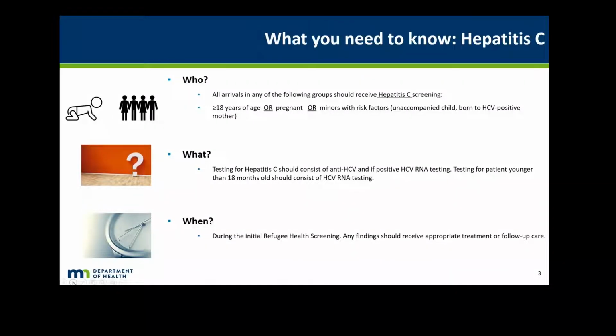For hepatitis C, all arrivals in any of the following groups should receive a hepatitis C screening: arrivals 18 years or older, pregnant, minors with risk factors, such as unaccompanied children, or being born to hepatitis C virus positive mothers. Testing for hepatitis C should consist of HCV antibody test, and if positive, an HCV RNA test. Testing for patients younger than 18 months old should consist of HCV RNA testing. Hepatitis C screening should occur during the initial refugee health screening, and any findings should receive appropriate treatment or follow-up care.